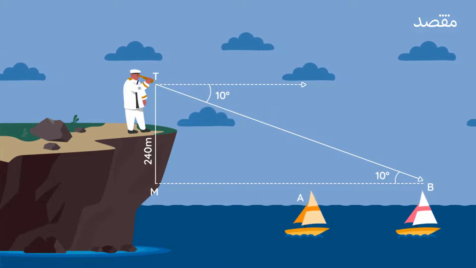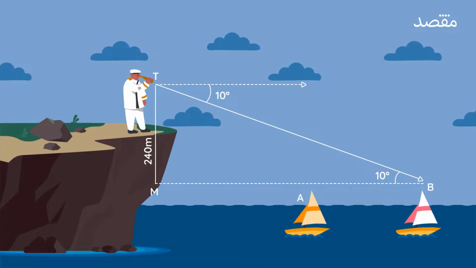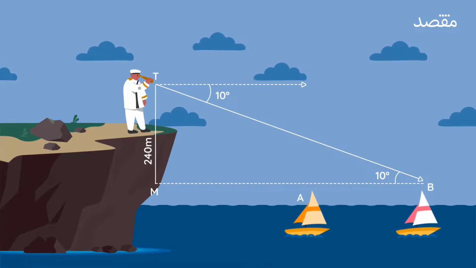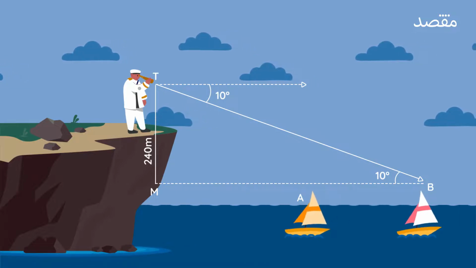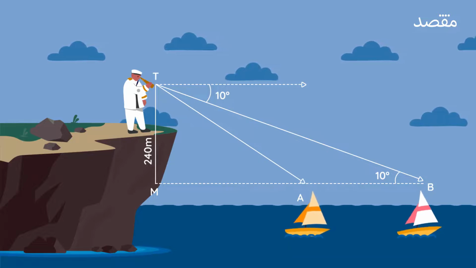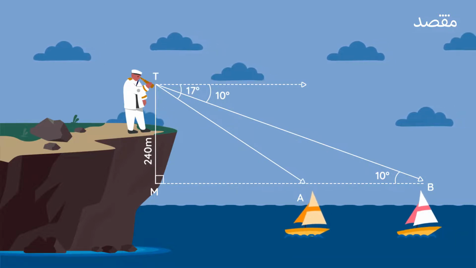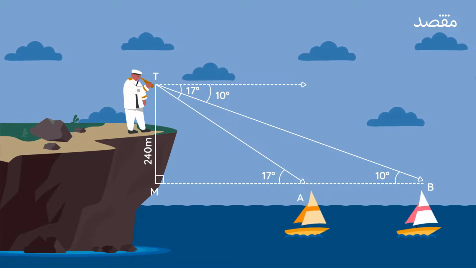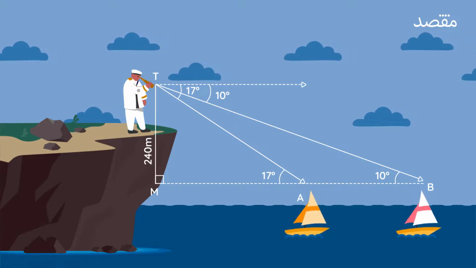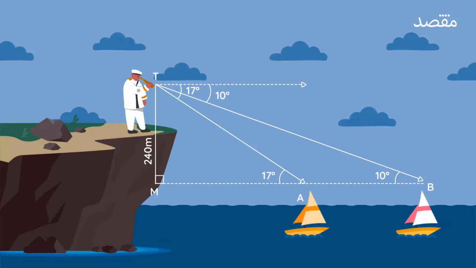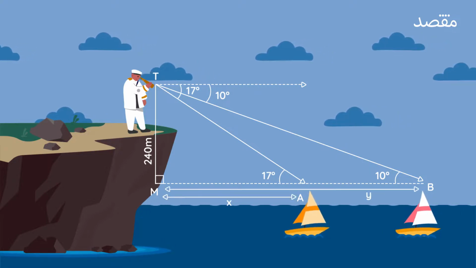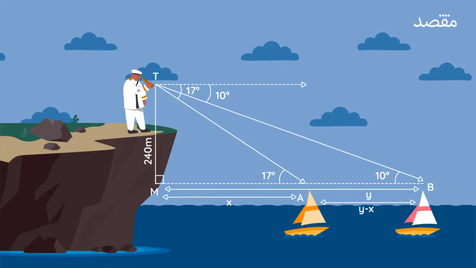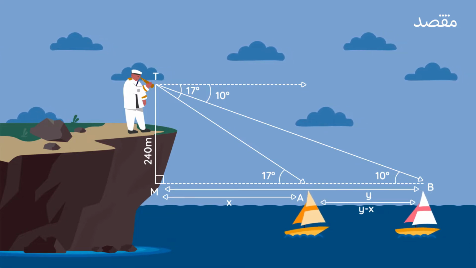We can see this because these two lines are parallel and these two angles are alternate angles. Similarly, T से A तक का angle of depression is 17 degrees और we know कि ये वाला angle भी same होगा because alternate angles on a parallel line. हमें दोनों boats के दरमियान distance find out करना है, यानी इन दोनों distances का difference. So let's call these y and x. तो हमें y minus x find करना है.